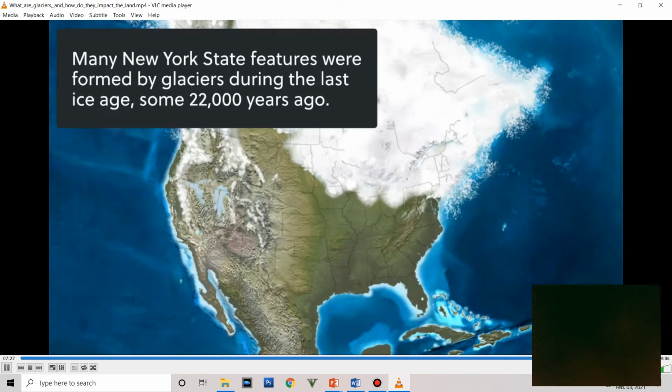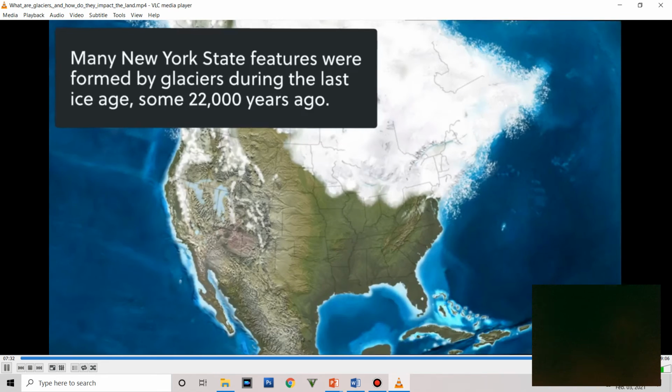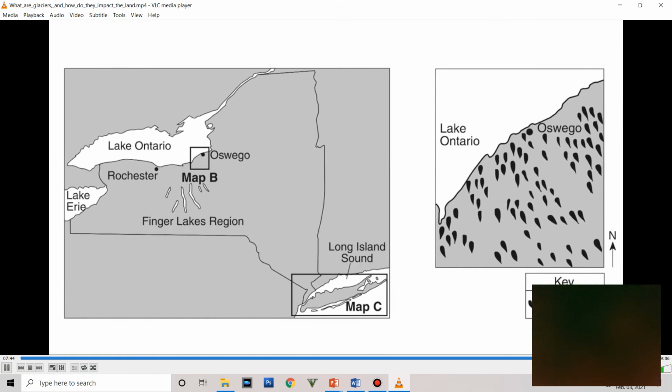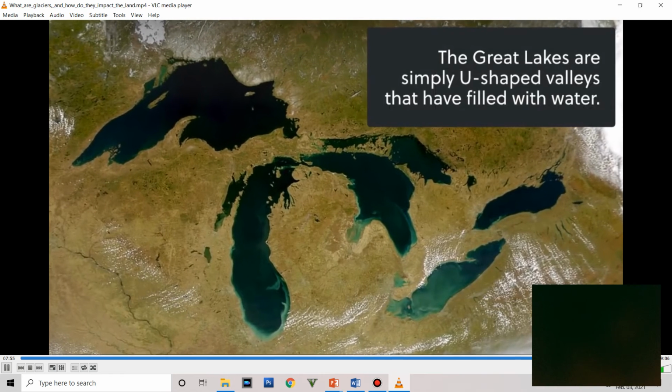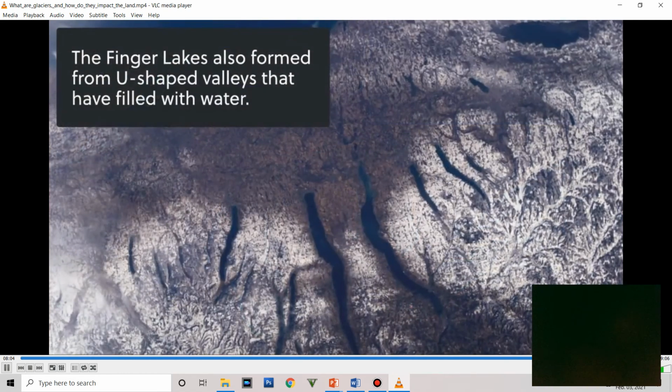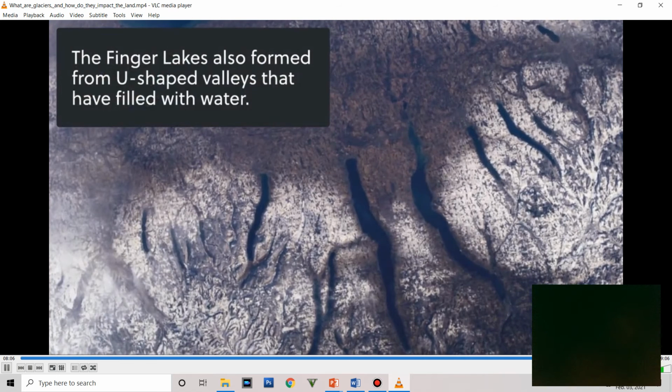If we look at New York State, many of the features we see were formed by glaciers during the last ice age, which was about 22,000 years ago. Here we see the movement of the various glaciers during that ice age, all generally moving from Canada down south. We can see lots of features in New York State that have formed as a result of glaciation, including these large fields of drumlins near Oswego, right off of Lake Ontario. Additionally, we see the Great Lakes, which were actually just large U-shaped valleys that have become dammed by sediment and then filled with water, very similar to the Finger Lakes of upstate New York, all the result of glaciers.